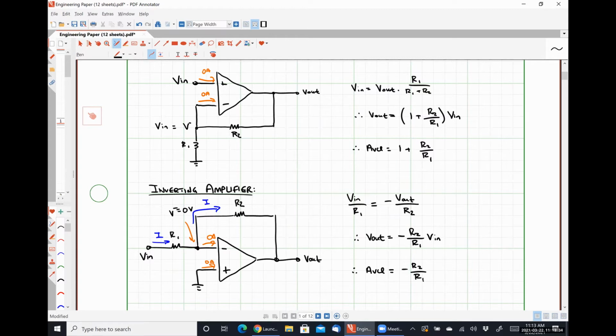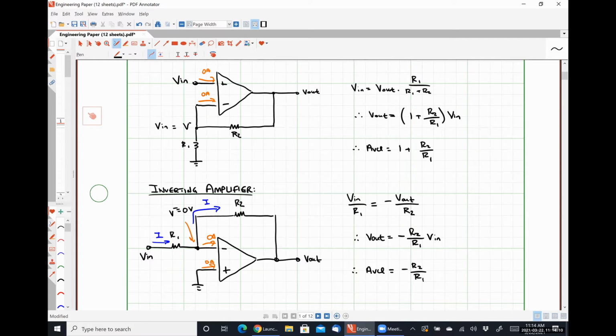Just to be super clear here, for the inverting amplifier, my input signal is applied through a resistor to the inverting input terminal. For the non-inverting amplifier, my input signal is applied to the non-inverting input. So it's another way we can tell these apart since they are so incredibly similar. So these are the basics. They provide basic levels of amplification.